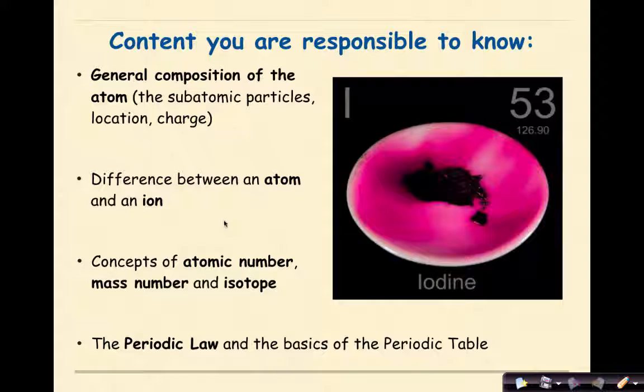Content you're responsible to know from this chapter. The general composition of the atom. Your subatomic particles, protons, neutrons, electrons, where they're located, and their charge. The difference between an atom and an ion. You need to know the concepts of atomic number, mass number, and what is an isotope. And finally, the periodic law and the basics of the periodic table, which we'll go over in more detail in the future, but this is all content that you should remember from Regents Chemistry.